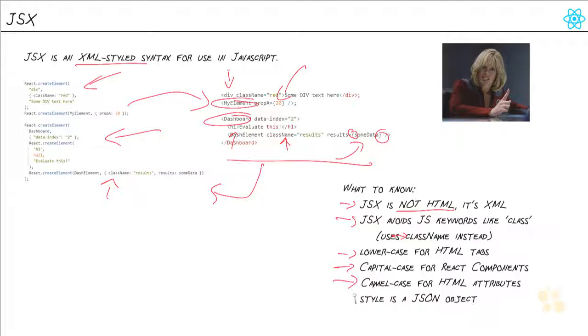And lastly, we'll take a look at this as well because this is important. Style is a JSON object. So style is no longer a string, it's now a JSON object, and we'll take a look at how that works.